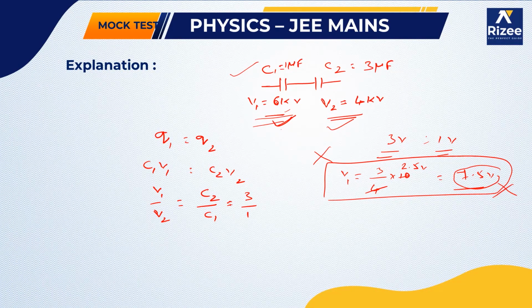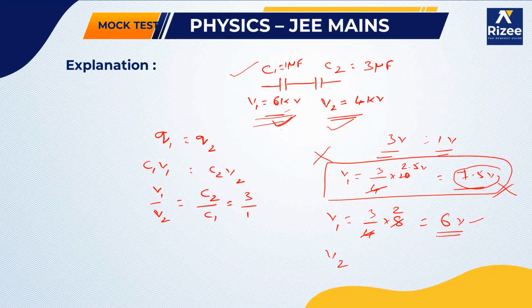Now if I verify for 8 volts, then V1 will be 3 parts out of the total 4 parts into 8. This goes for 2 times, that is 6 volts can be dropped at the first one, and the second potential drop will be 1 part out of the total 4 parts into 8, that is 2 volts.